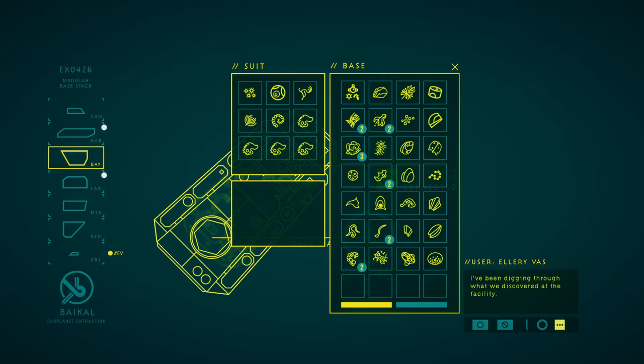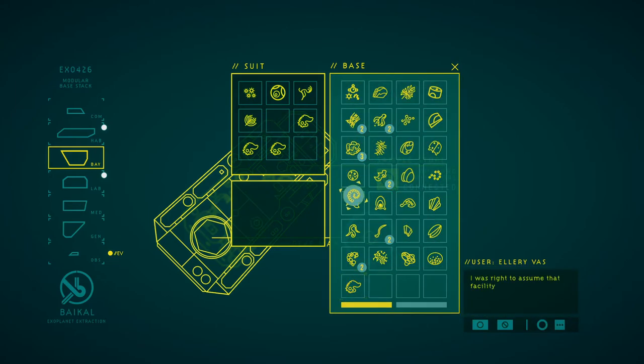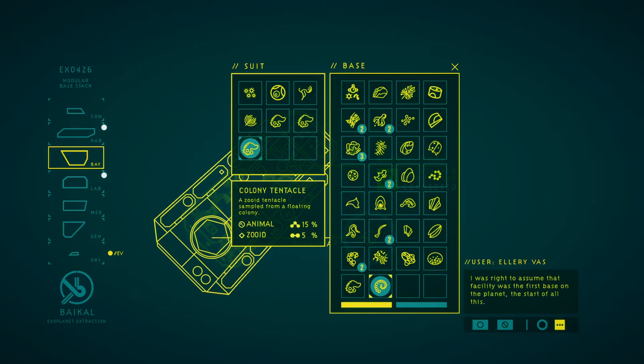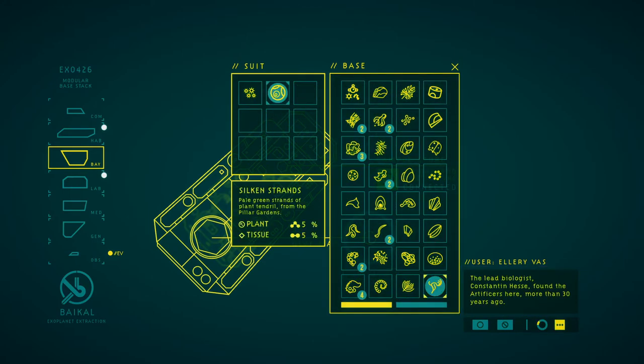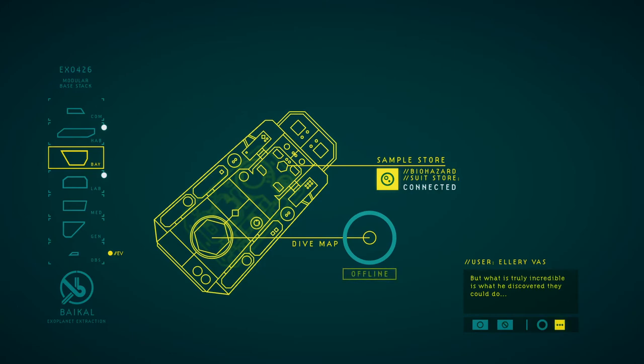I've been digging through what we discovered at the facility. I was right to assume that the facility was the first base on the planet, the start of all this. The lead biologist, Konstantin Hess, found the artificers here more than 30 years ago. But what is truly incredible is what he discovered they could do. Genetic reprogramming, rewriting RNA and DNA both in themselves and their local environment.